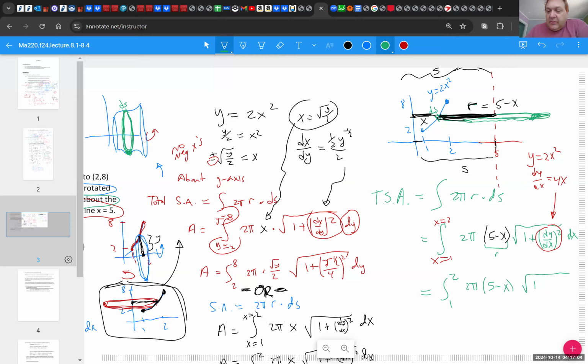dy/dx we know is 4x, so this is just the square root of 1 plus 4x squared. And there's a dx here. The dx is not inside the square root. All right, so if we just do this computation, we will find out the surface area when this length of the function is revolved around the line x equals 5.